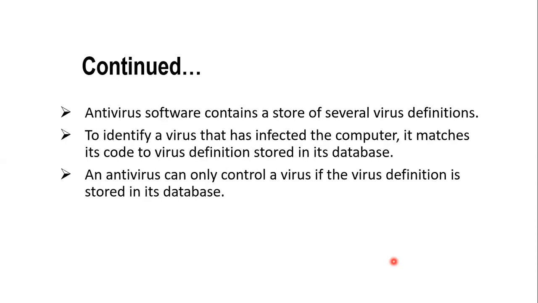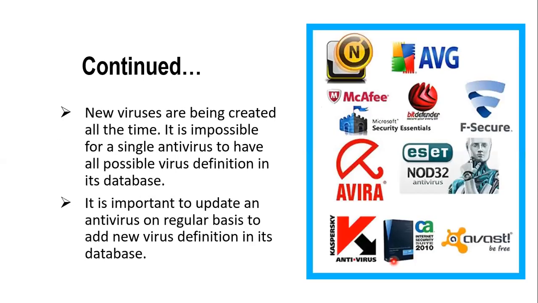Antivirus software contains a store of several virus definitions. Any antivirus software is having many virus definitions already stored in it. To identify a virus that has infected the computer, it can be any new virus, or the previous one, it matches its code to virus definition stored in its database. What an antivirus is doing for you, it matches the code. Once it's matched, it deletes it. An antivirus can only control a virus if the virus definition is stored in its database. Otherwise, it's not even possible for the antivirus to detect the virus.